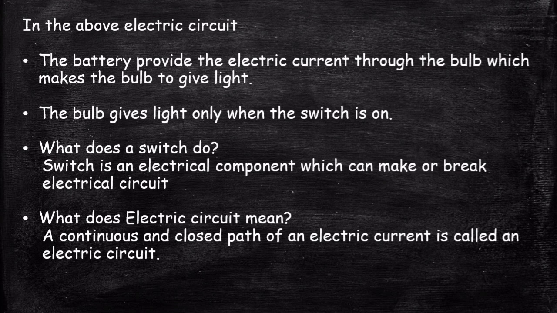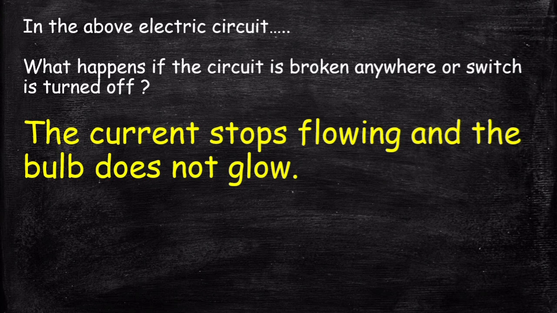What does a switch do? A switch is an electrical component which makes or breaks the circuit. Then what do you mean by an electric circuit? It is a closed and continuous path of electric current.